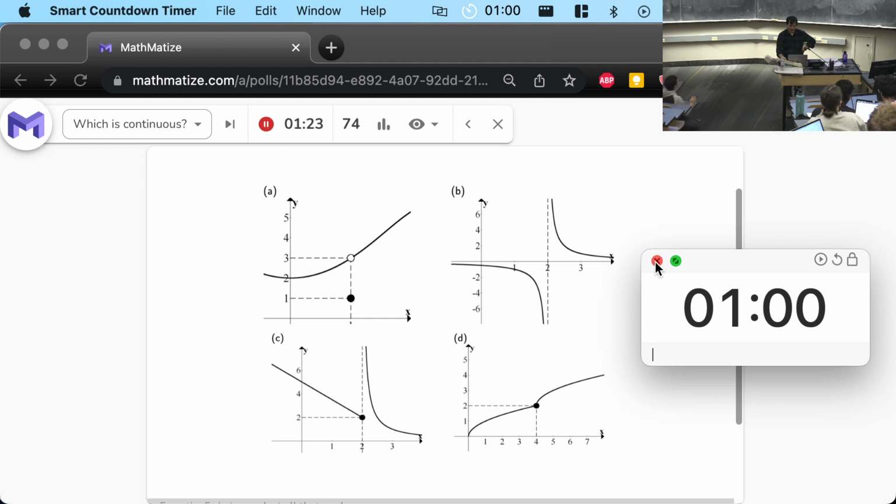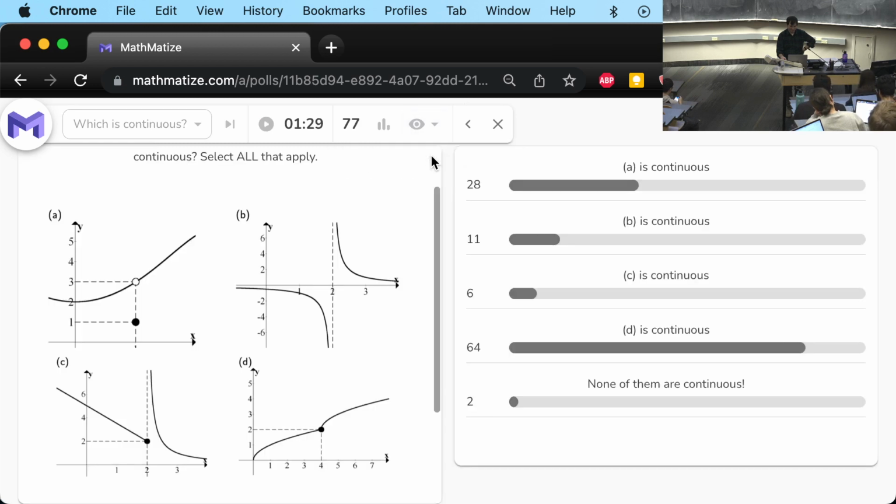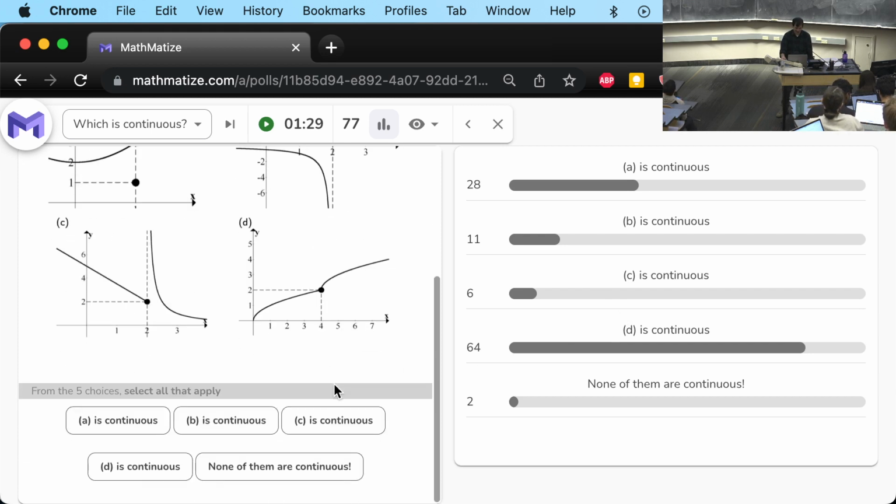Which ones are continuous, which ones are not? Let's take a look. So, what did people say? All right. So overwhelmingly, everybody agrees D is continuous. D is continuous. Everybody says it is. And in fact, that one is sort of the easiest one.